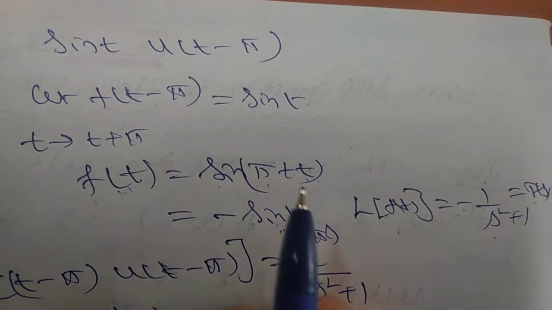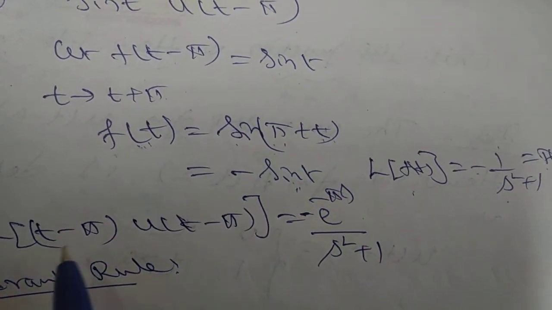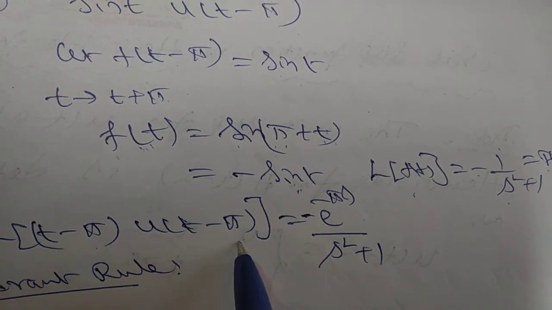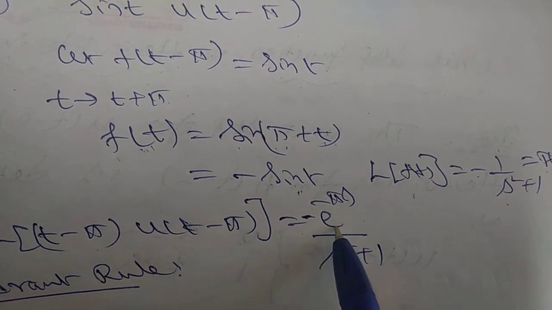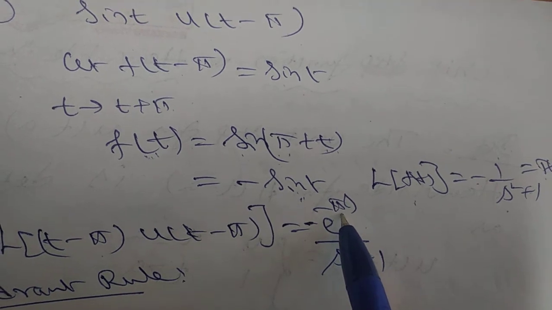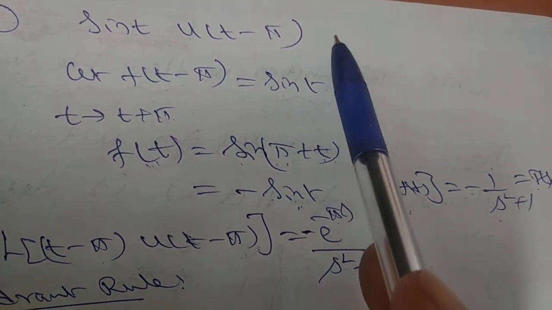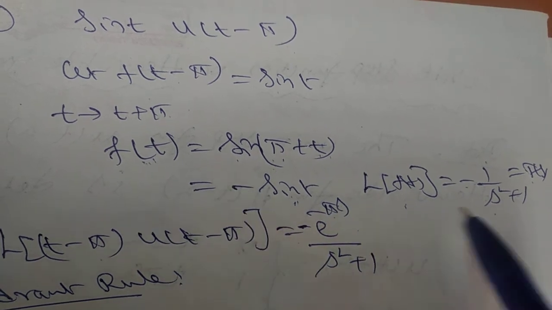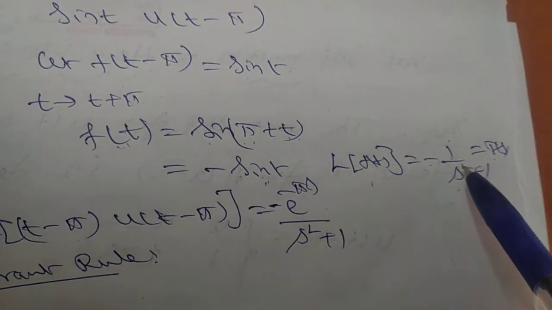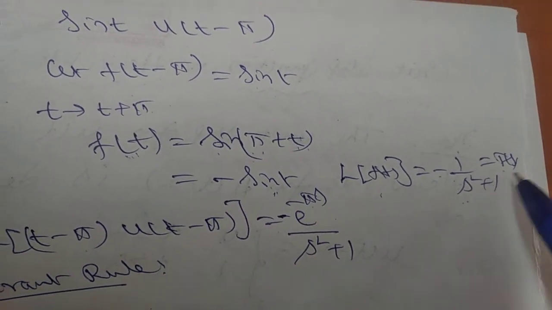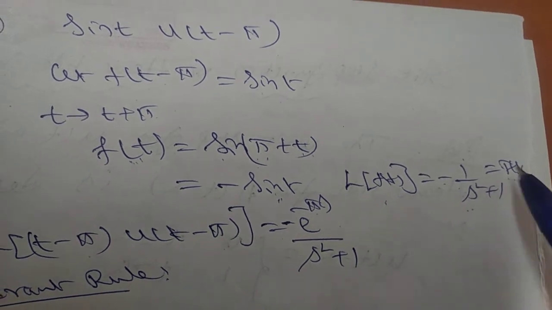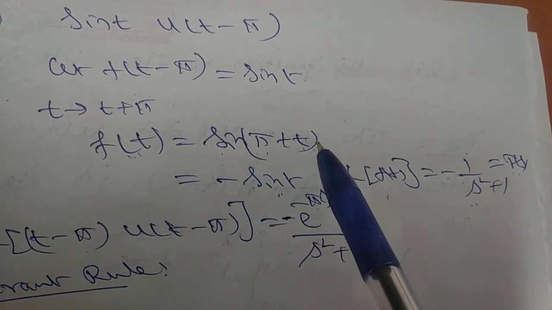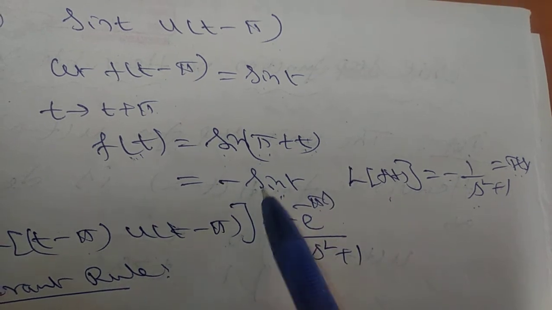of s. So given problem, f of t minus pi into u of t minus pi is equal to e power of minus as. A is equal to what? This problem, a is equal to pi, e power of minus pi s into f of s. F of s means what? Minus 1 over s square plus 1 into f of s. So here sin 180 plus t, how to get minus sin t?